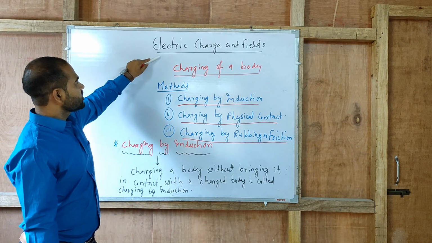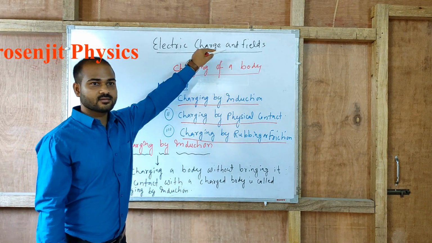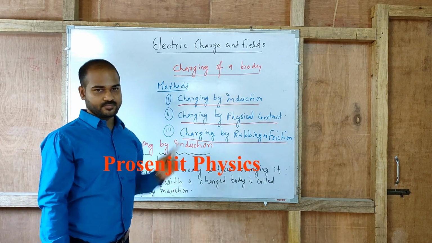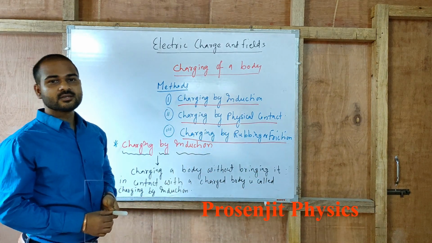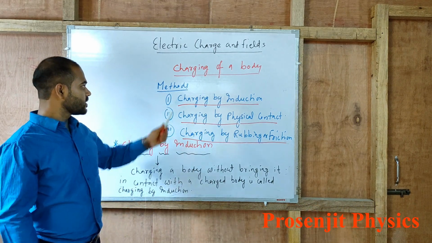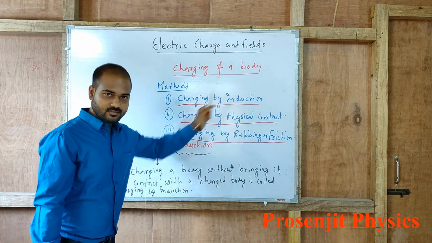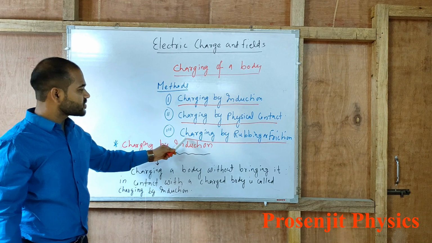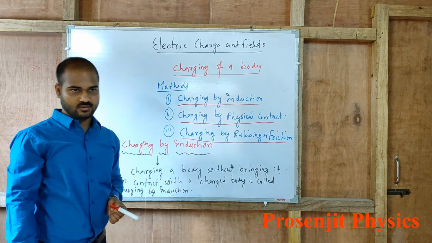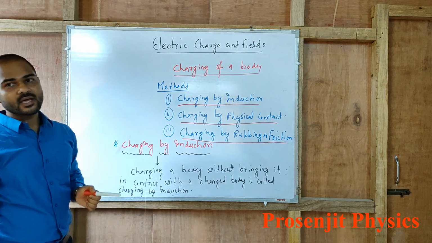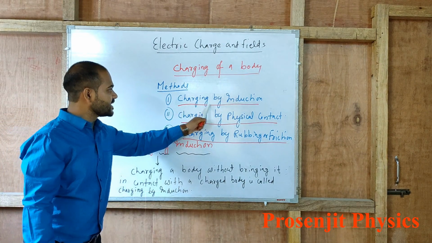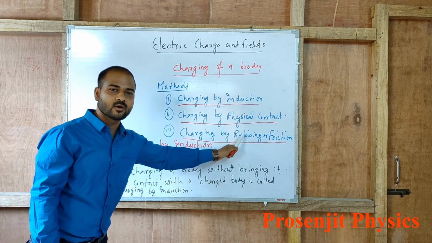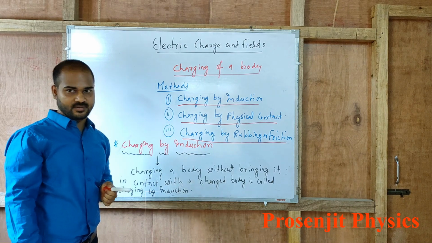NCERT chapter number 1, Electric Charge and Fields, class 12. Today's topic is charging of a body. Mainly there are three types of charging or methods. Number 1, charging by induction. Number 2, charging by physical contact. And number 3, charging by rubbing or friction. Today I will discuss charging by induction. Charging by physical contact and charging by rubbing or friction will be discussed another day.